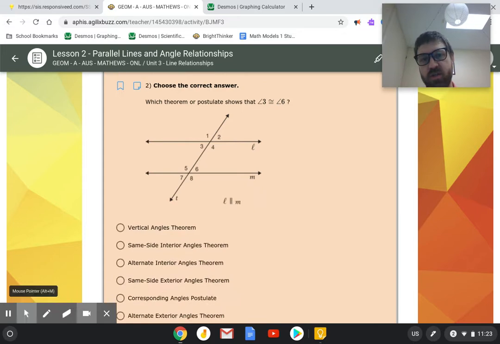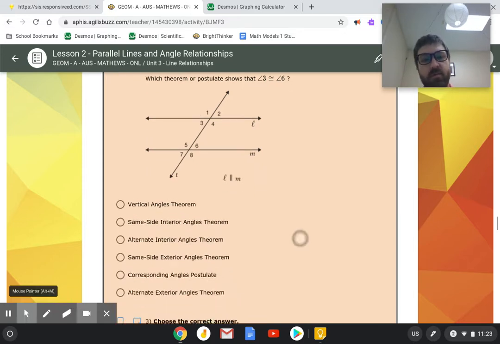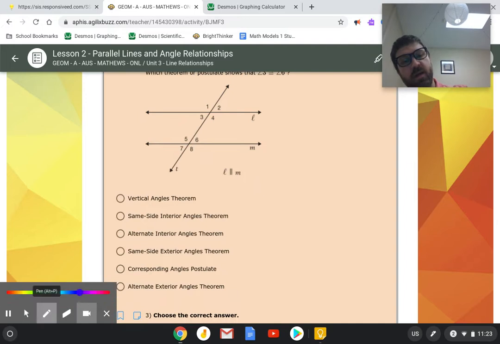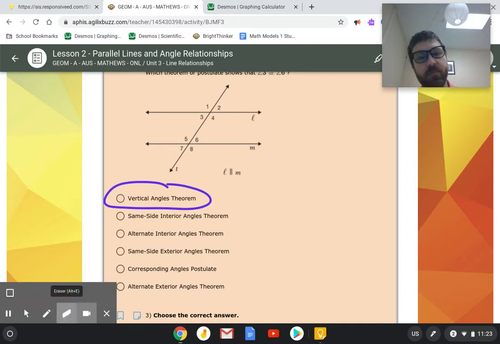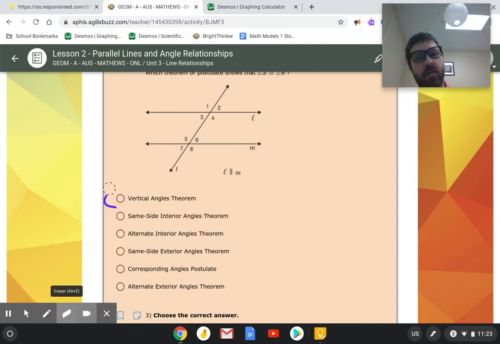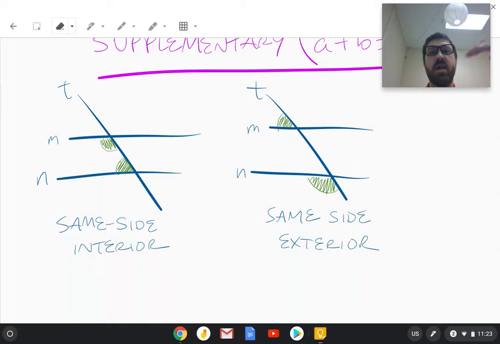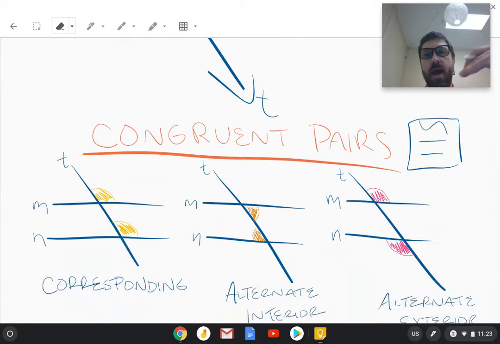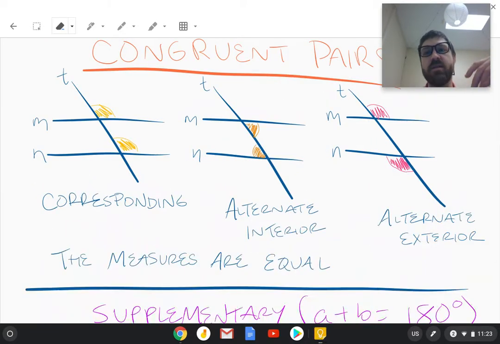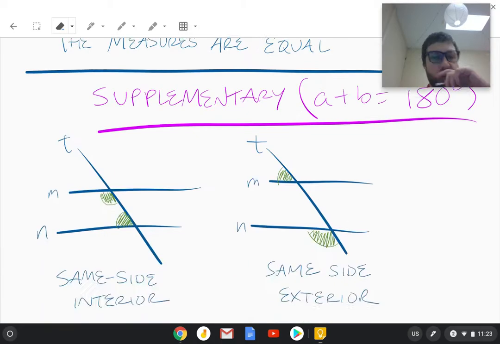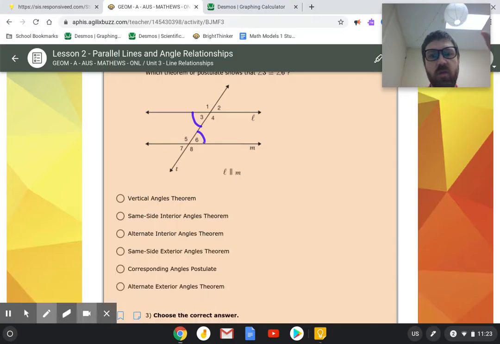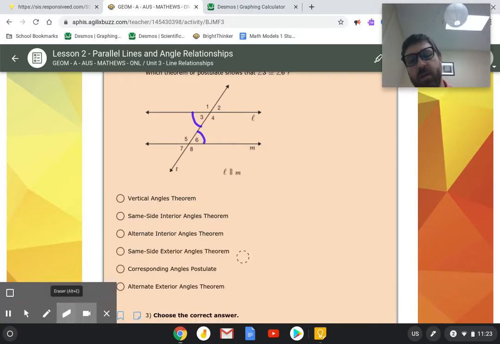Which theorem or postulate shows you that angle 3 is congruent to angle 6? So there are 6 options, and I'm going to talk about vertical angles here in a little bit. So we'll come back to that one. But that's definitely not the answer here, but we need to look at angle 3 and angle 6 and ask the question, again, which category does that pattern fit? Corresponding, alternate interior, alternate exterior, same side interior, same side exterior. So you decide what is 3 and 6, and you choose the theorem that corresponds with that. And that's all you got to do on that one.